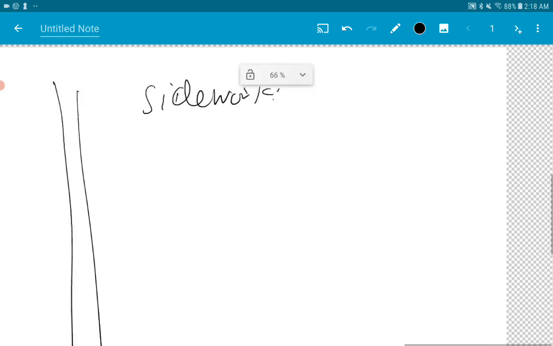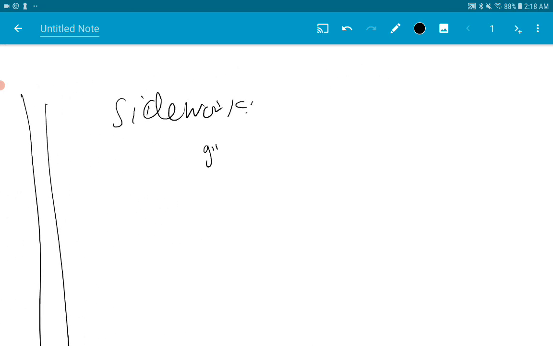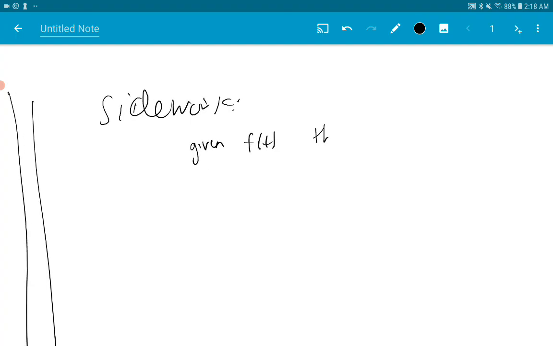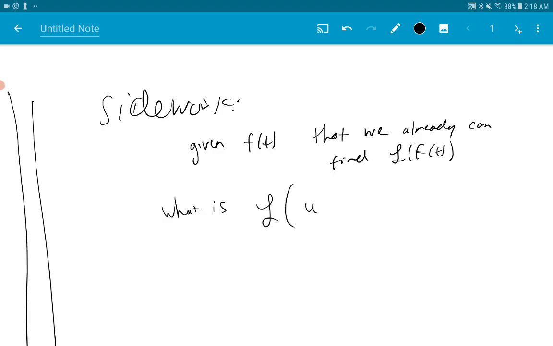We want to know, given some function f of t that we already can find the Laplace transform of, in other words, something that's in the table. You might wonder, what is the Laplace transform of u of t minus c times f of t minus c?